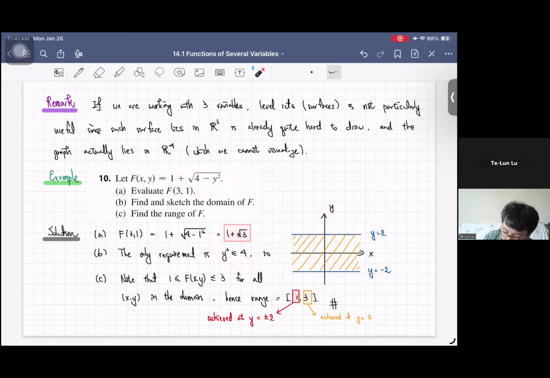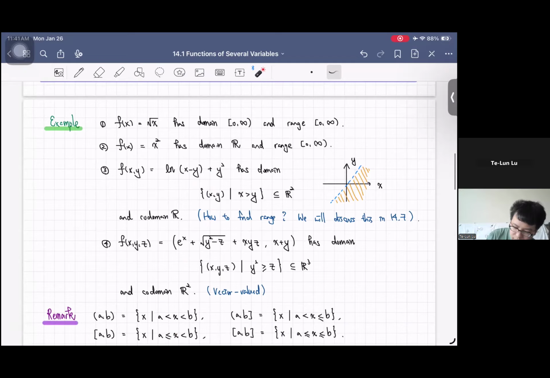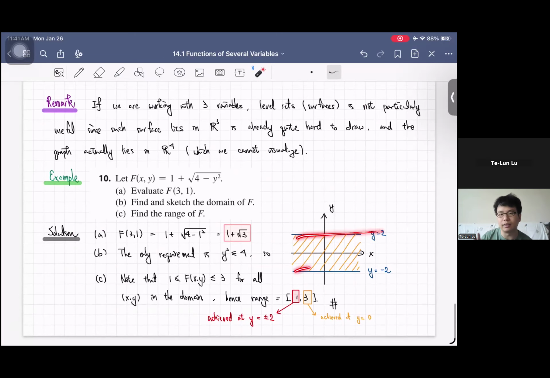So note that I want to emphasize here that I include the line, so I make it solid. In the previous example, where the logarithm required x larger than y strictly, I put a dotted line. So note the difference: that set does not contain the line, and this set does contain the line. I will use the difference between dotted line and solid line to present this fact.